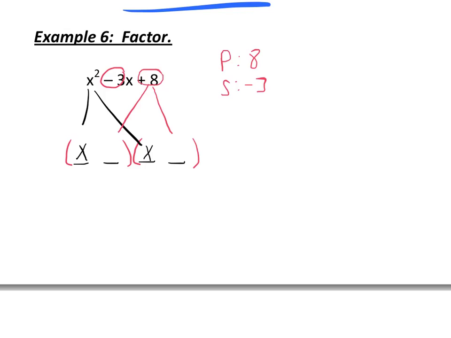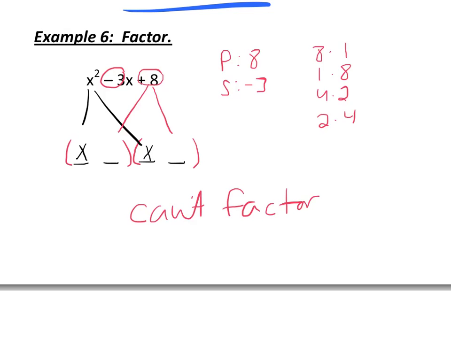So we have 8 times 1, we have 1 times 8, we have 4 times 2, and we have 2 times 4, and those are all the factors. None of them, even though all of them multiply out to 8, none of them give you a negative 3. So again, you can't factor. And this ends Lesson 7.3, Video 3.